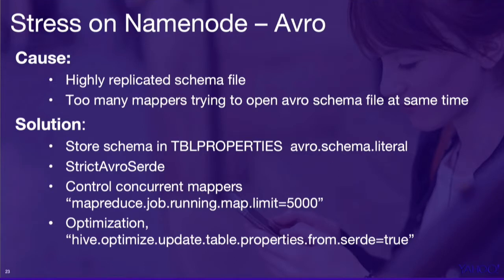A few days later, our excellent Hive team at Yahoo came up with a new optimization: hive.optimize.update.table.properties.from.serde. What that essentially did was, during the query planning phase, it read the schema once, serialized it, stored that schema along with the serialized logical plan, and sent it to all the mappers during the launch.